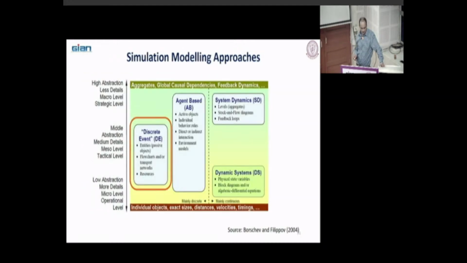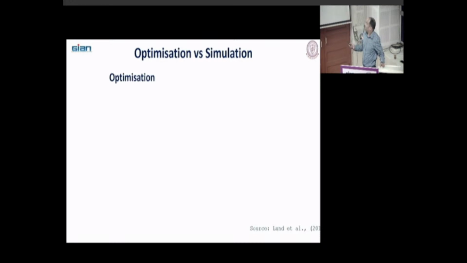This is the application of those 4 simulation types. Discrete event simulation for the middle level, like supply chain planning and transportation. Agent based you can use for high abstraction or middle level. System dynamics, as I said, should be used for the long term. You cannot use system dynamics for regular daily operations. Okay, so that's that.